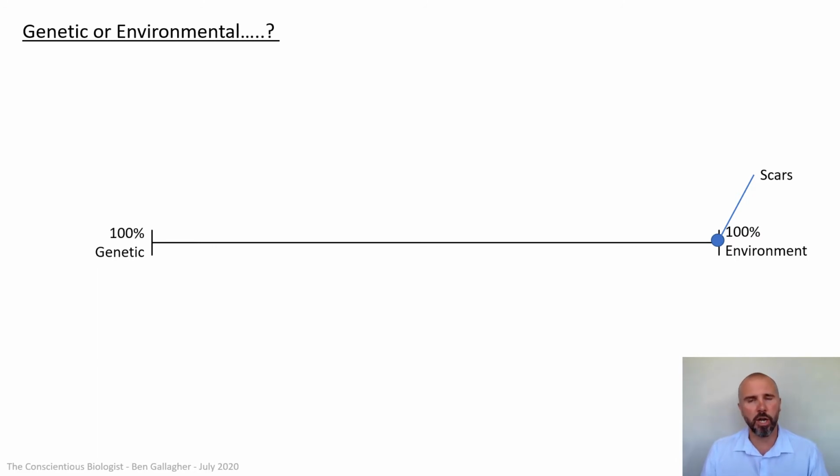Well, scars are 100% environmental. You're not born with them. If you get injured and the injury is serious enough, it can cause a scar. So that's 100% environmental. If we go to the other end of the scale, eye colour, 100% genetic.